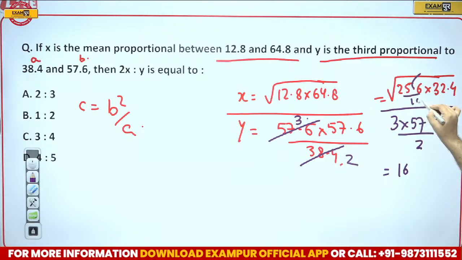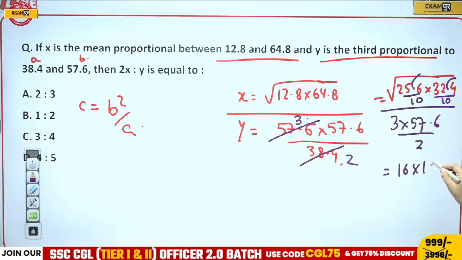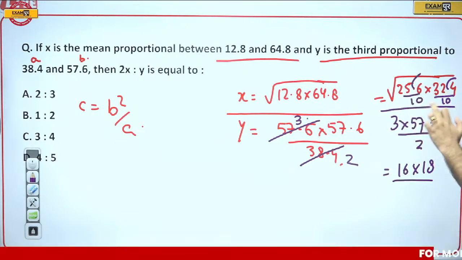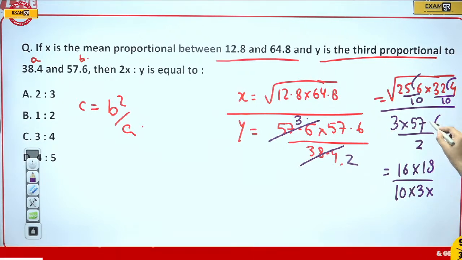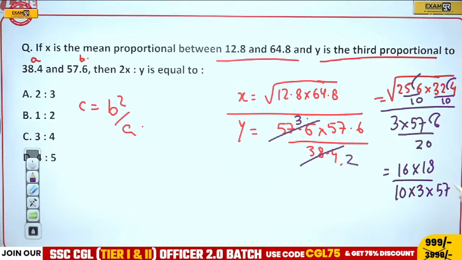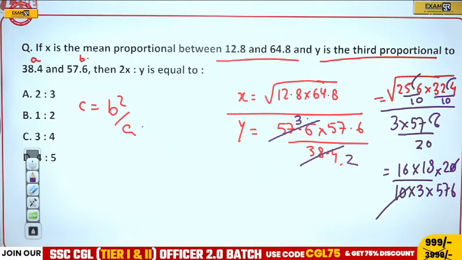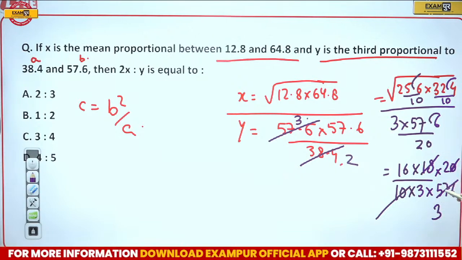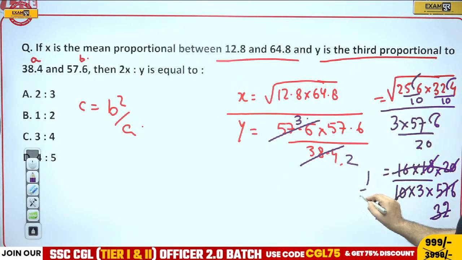Take 1 decimal here, 1 decimal over here. 16 into 18, 100 is 10. 3 into 576 divided by 20. Now simplify. 18 3s are 54, 18 2s are 36, 32, 32. 1 by 3.